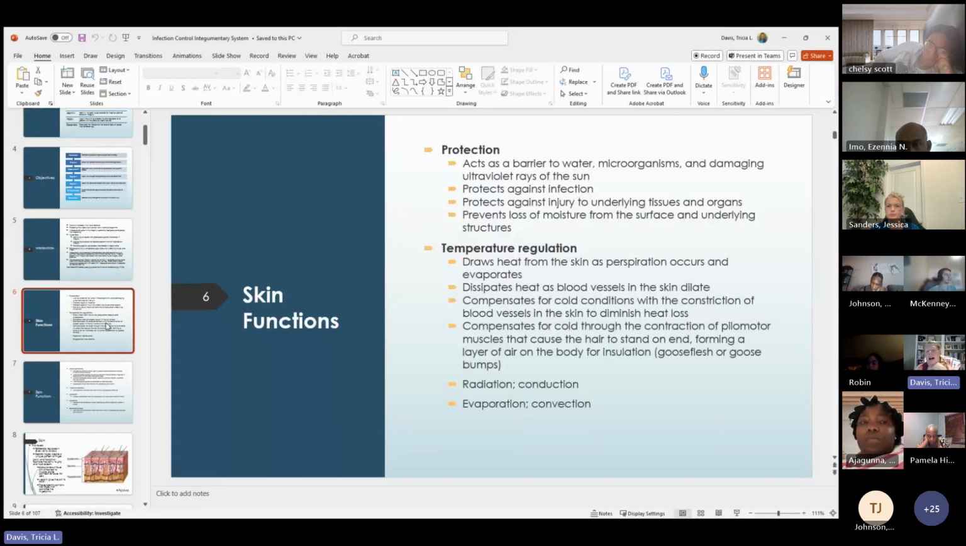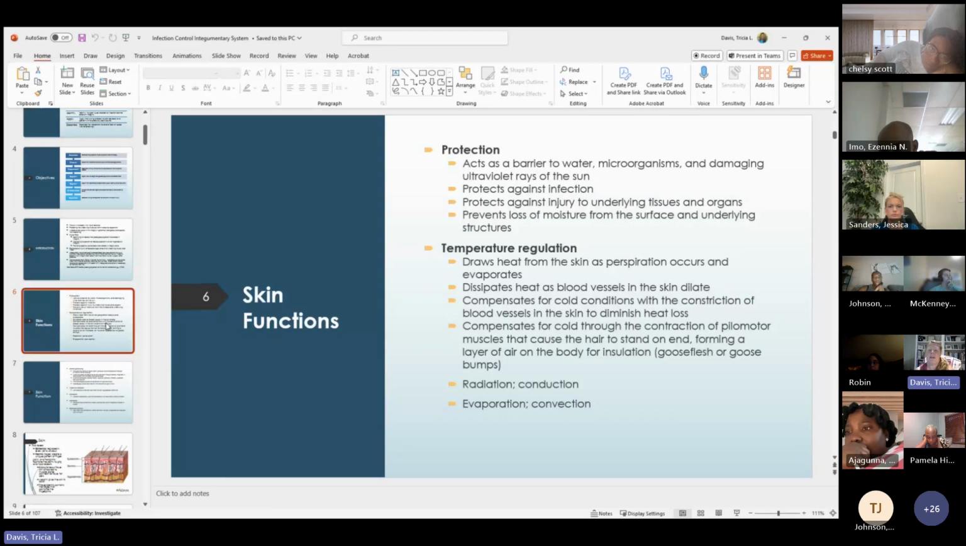So again, another thing to think about, especially with that older population, they don't hold in as much moisture anymore. So it's a lot easier for them to become dehydrated. It also helps with temperature regulation. So we can draw heat from our skin as we start to perspire and sweat. Sweat starts to evaporate. Our skin can dissipate heat as blood vessels in the skin start to dilate.